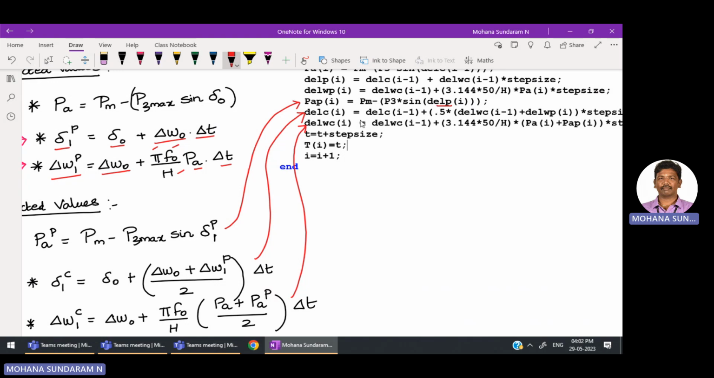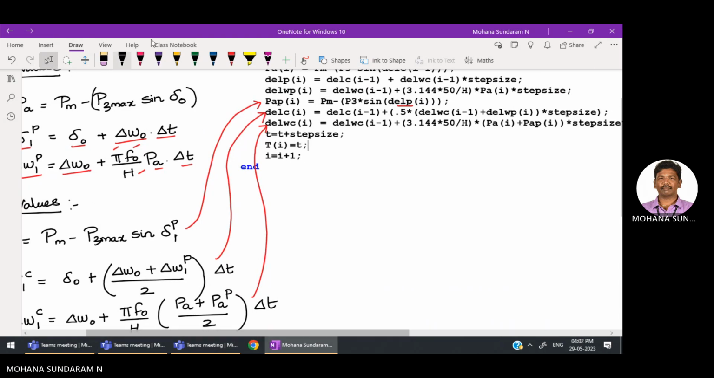We are using del p here. And similarly, you can see that it is PA plus PAP into step 6. That's it. So once you finish this, you have to increase your step size and you have to increase your loop count and then you have to proceed this.